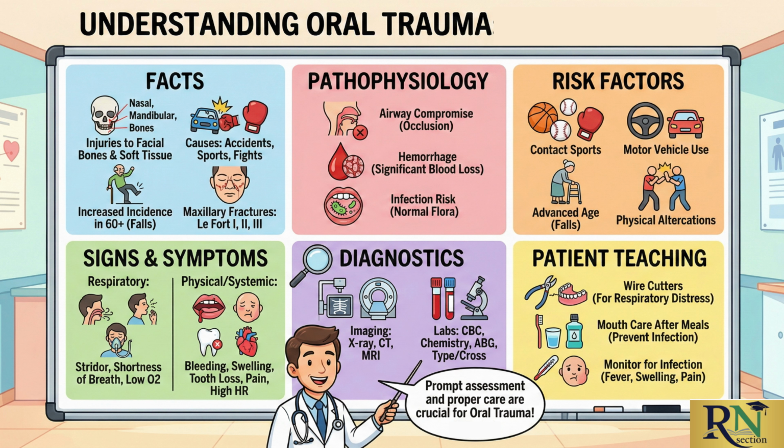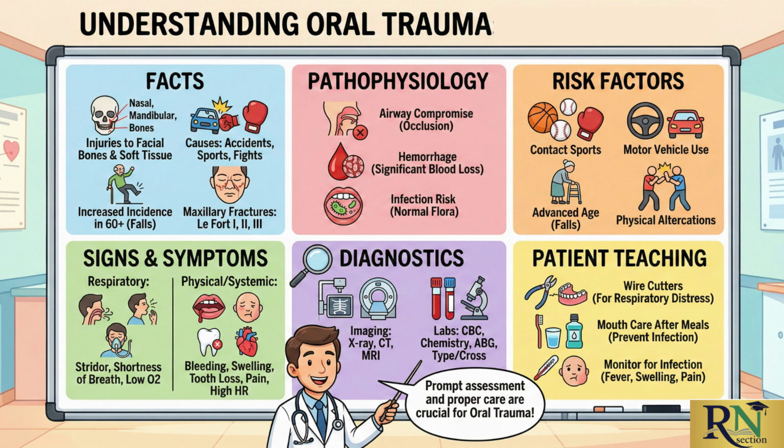Signs and symptoms: respiratory, we have stridor, noisy breathing, shortness of breath, increased respiratory rate, decreased oxygen saturation, and hypercarbia. Physical: oral bleeding, swelling, edema, loss of teeth, and pain. Systemic: elevated heart rate and changes in level of consciousness. The diagnostics: facial X-ray, CT or MRI to evaluate bone and soft tissue damage, labs, CBC.